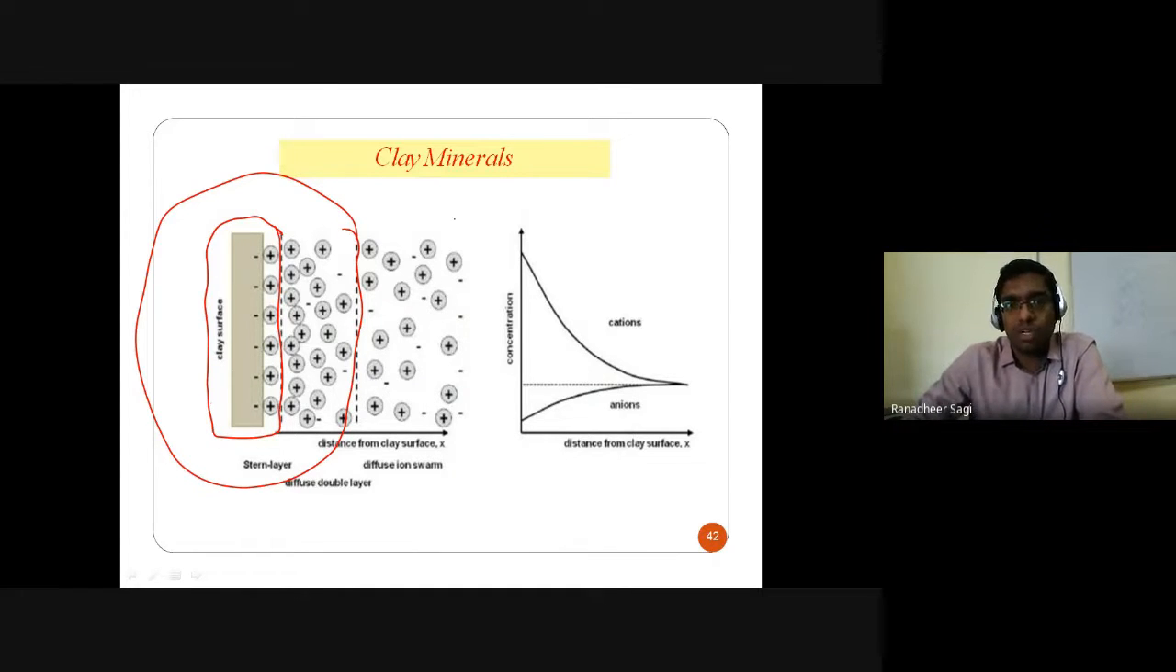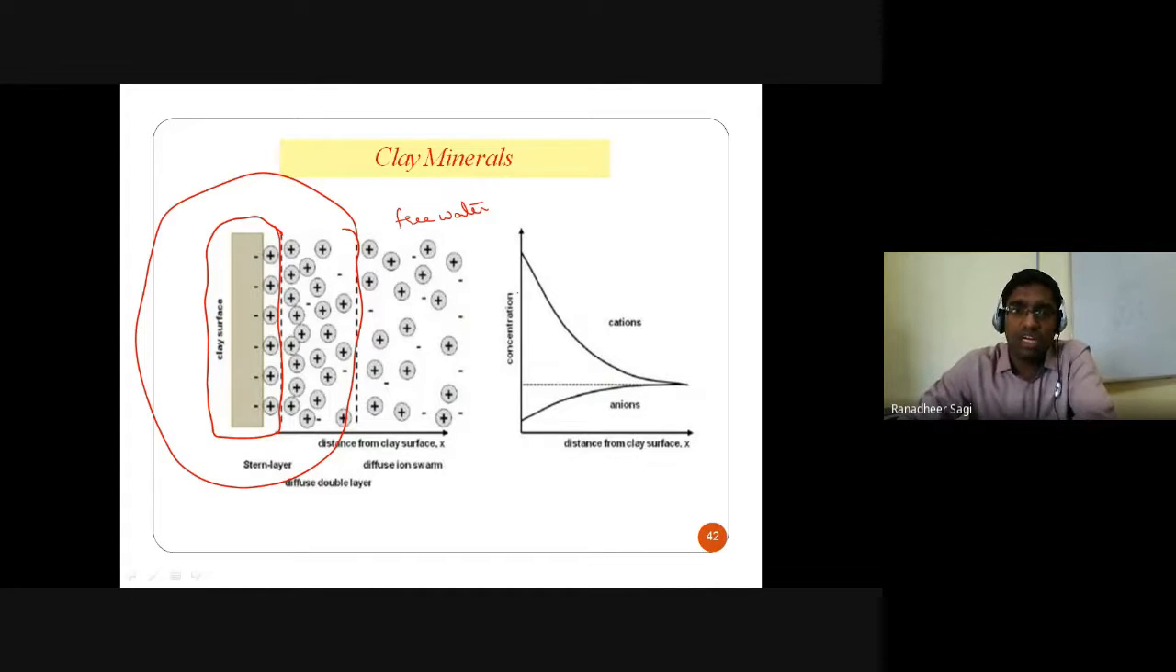And the other water molecules which are relatively far away from your zone of influence, the diffuse double layer, are called free water, where the force of attraction of your clay particle is relatively less on those water molecules, which are far away from the surface of the clay particle.